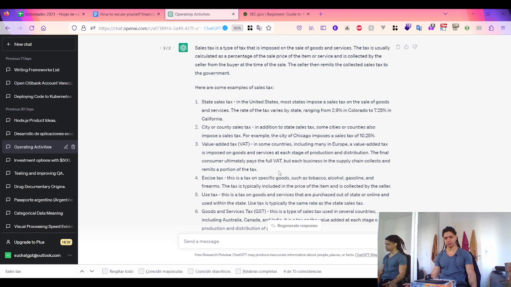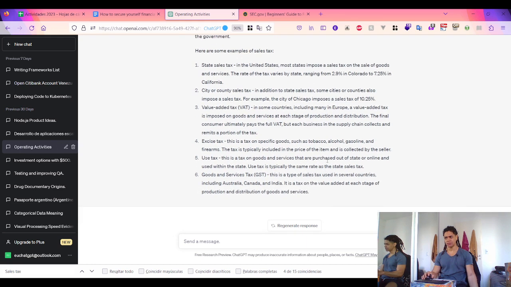So this is the value added tax: a tax imposed on goods and services at each stage of the production and distribution, where the consumer ultimately pays the full VAT, while businesses at each step of the supply chain remit a portion. And then you have excise tax, which is a tax on specific goods such as tobacco, alcohol, guns, and gasoline. The tax is typically included in the price of the item and is collected by the seller.